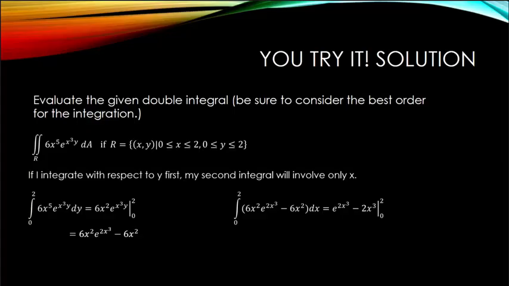I integrate from 0 to 2 of 6x squared e to the 2x cubed minus 6x squared dx, and I get e to the 2x cubed minus 2x cubed evaluated from 0 to 2. I get e to the 16th power minus 16 minus 1, or e to the 16 minus 17. The steps I'm skipping are all pure algebra steps, and you should be able to match your work with what I'm giving you here. Be sure and ask if you have any questions.